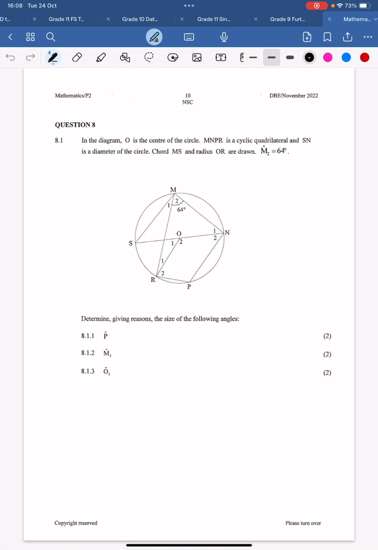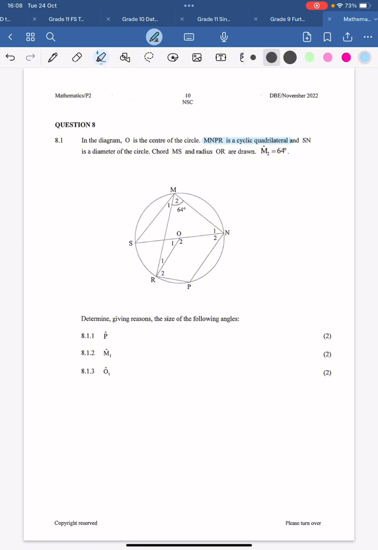Oh, there's sounds outside. Okay, so they're saying in the diagram, O is the center of the circle. MNPR is a cyclic quad. That is important. I'm going to highlight that. I'm going to show you guys a way in which I always approach Euclidean geometry questions. I call it the pre-question analysis, but we'll talk about that now.